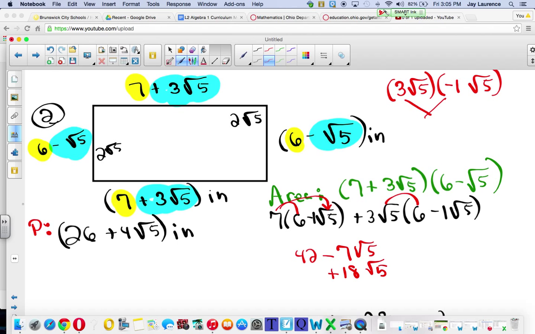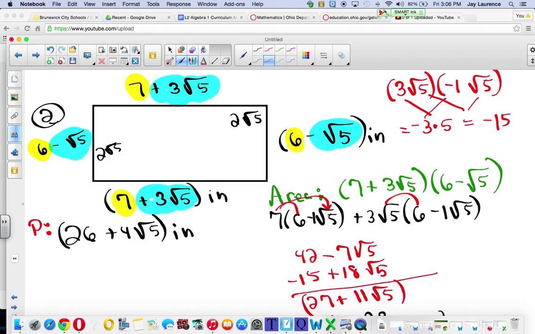All right, 3 times negative 1, negative 3. Rad 5 times rad 5 is 5. Negative 3 times 5, negative 15. And so I'll write my negative 15 over here. So my area will be found by combining like terms. 42 minus 15, I believe, is 27. And 18 minus 7 is 11 rad 5. And that will be inches squared. So my area is the quantity of 27 plus 11 rad 5 inches squared.